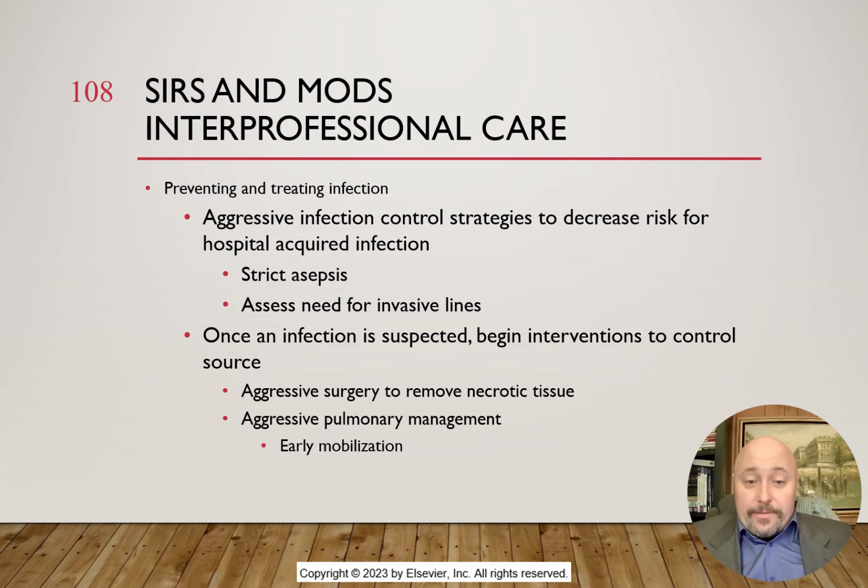Preventing and treating that infection, those aggressive infection control strategies to decrease the risk for any hospital-acquired infection, using strict asepsis and aseptic practices, and assess the need for invasive lines. Once an infection is suspected, begin interventions to control the source. Aggressive surgery to remove necrotic tissue, aggressive pulmonary management, and early mobilization wherever possible.